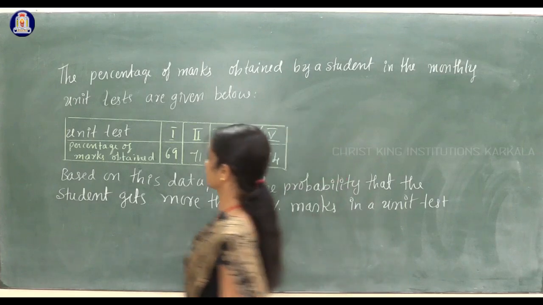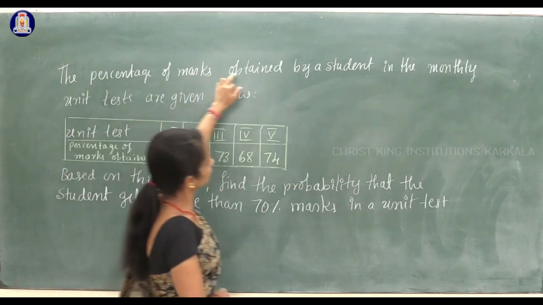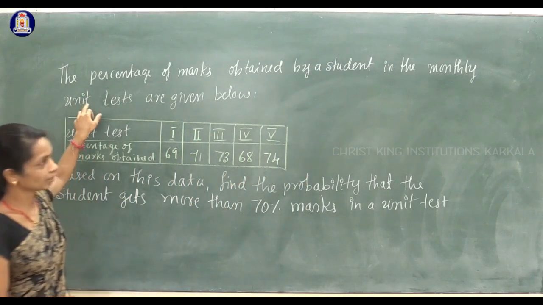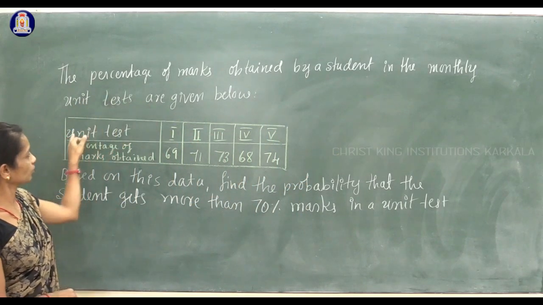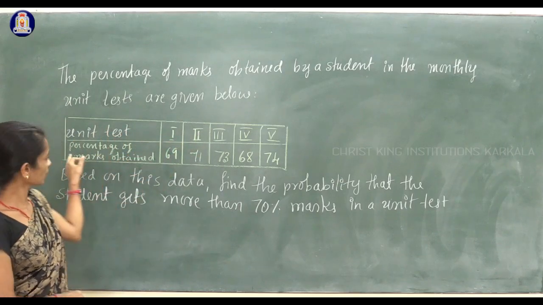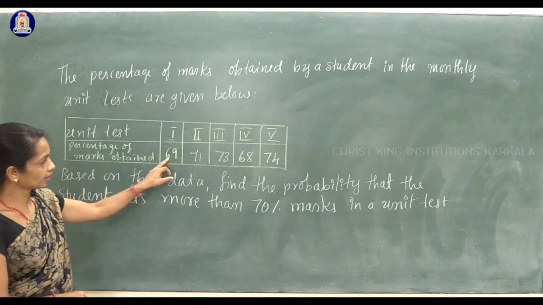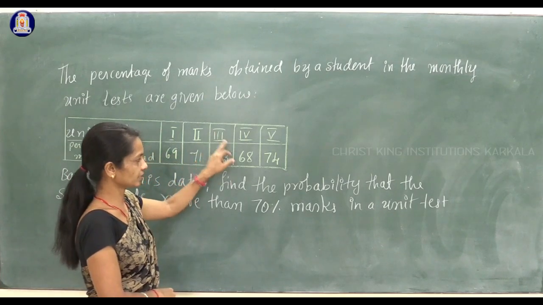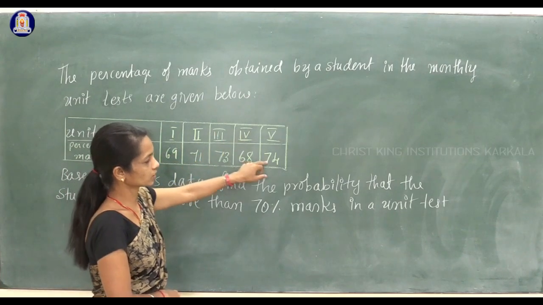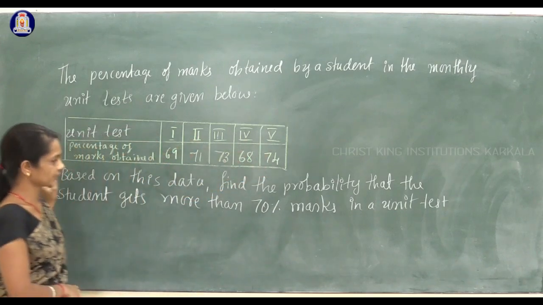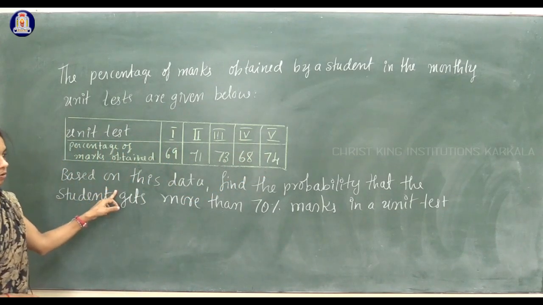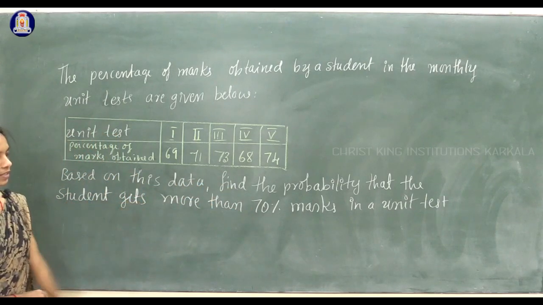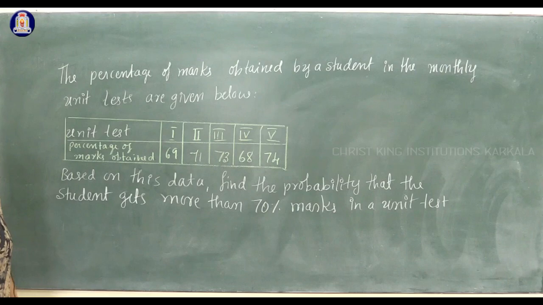Next question: the percentage of marks obtained by a student in the monthly unit tests are given below. For unit tests 1, 2, 3, 4, 5, the percentages obtained are 69 in the first, 71 in the second, 73 in the third test, 68 in the fourth unit test, and 74 in the fifth unit test. Based on this data, find the probability that the student gets more than 70% marks in the unit test.